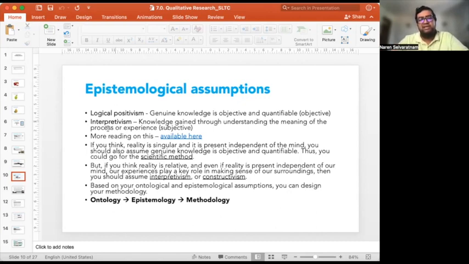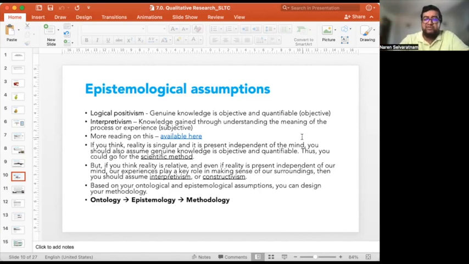So, for example, interpretivism here says knowledge is gained through understanding the meaning of the process or the experience. Now, if someone is consuming alcohol, I need to know why exactly he is doing this: how he makes sense of alcohol usage, how he makes sense of himself carrying out daily work while consuming all of this. Is it difficult? Is it easy? Is it a problem? What exactly is happening inside his mind? I don't know. So this is a very subjective endeavor.